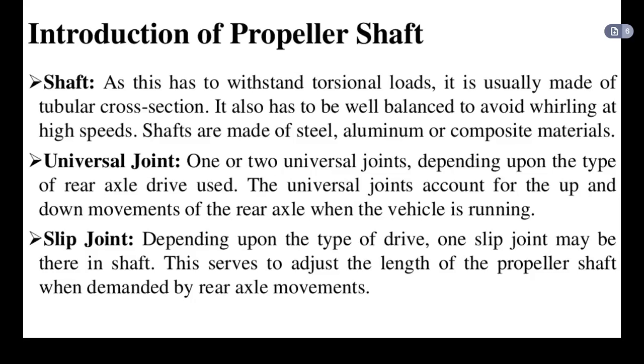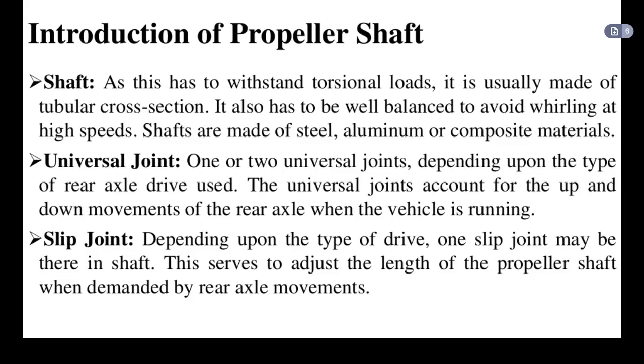In this case, shafts are made of steel, aluminum, or composite materials. So a large number of varieties are available for the materials of this shaft. Universal joint, one or two universal joints depending upon the type of rear axle drive, is used. The universal joints account for the up and down movements of the rear axle when the vehicle is running. As the vehicle is running, a lot of fluctuations or movements are there, so to compensate that, this universal joint is provided.